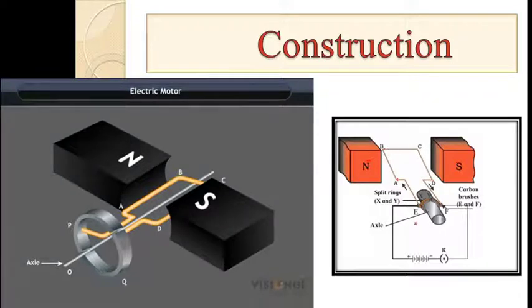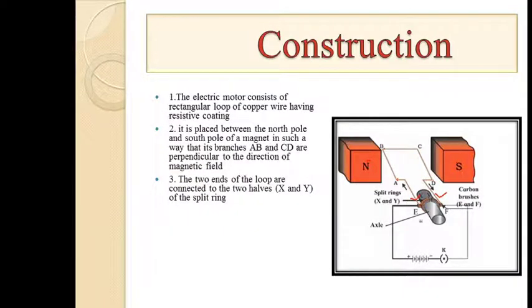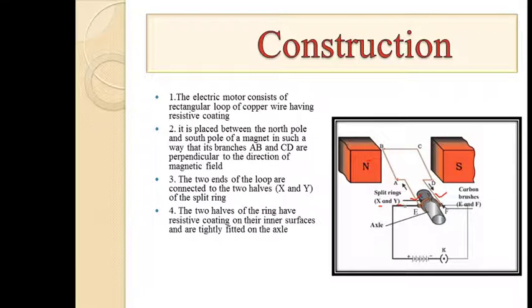The two ends of a loop are connected to two halves X and Y of a split ring. It means the ends of a rectangular loop are connected to the split ring having notation X and Y. The two halves of the ring have resistive coating on their inner surface. They are tightly fitted on the axle. Means the split ring is tightly fitted inside using the axle.